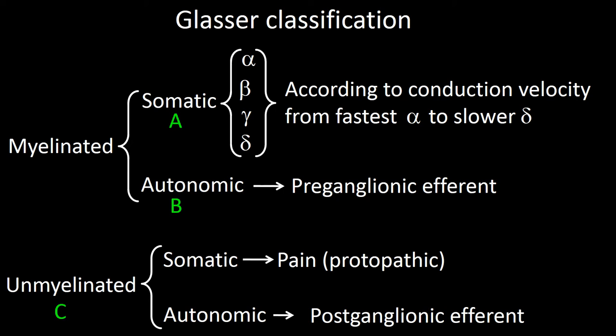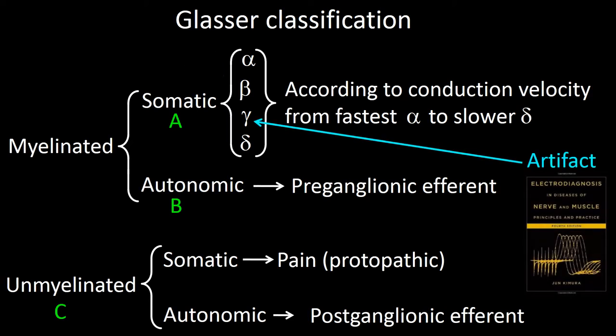This frame presents the Gasser classification as it stands now. The fibers are first divided between those that have myelin and those that do not. The ones with myelin are further divided into somatic, labeled type A, and autonomic, labeled type B. These autonomic fibers include only autonomic preganglionic efferent fibers. Somatic fibers are a larger group. They are further subdivided according to their experimental conduction speed into four groups represented by Greek letters.